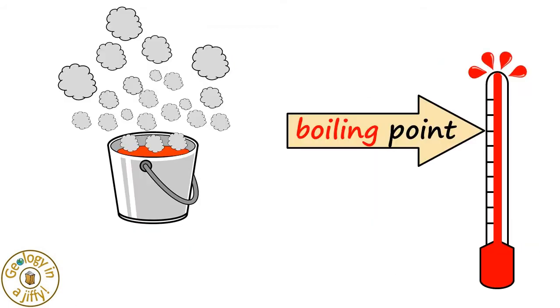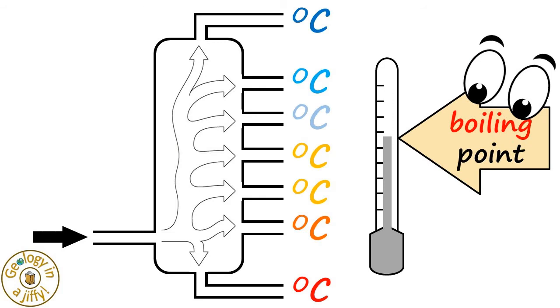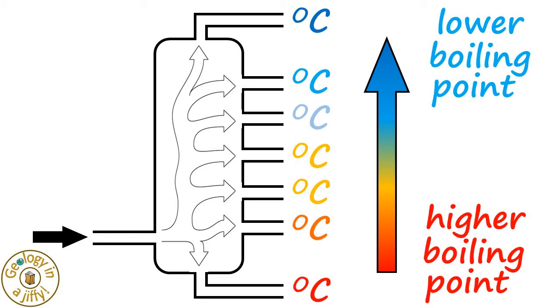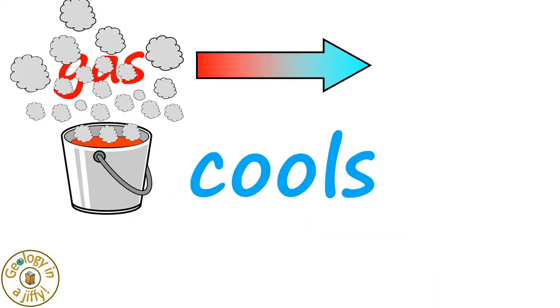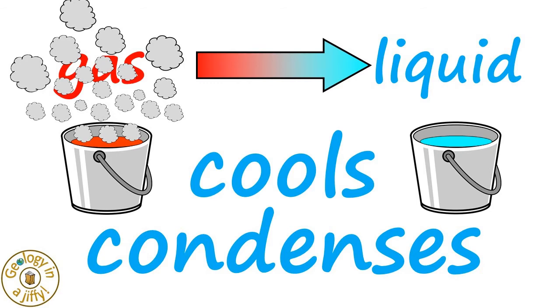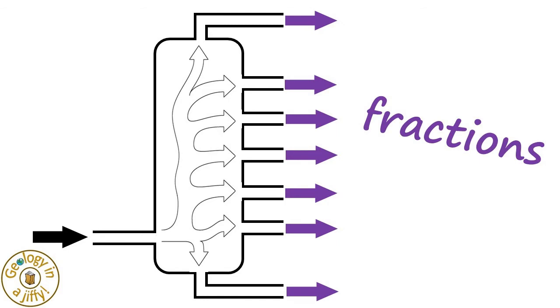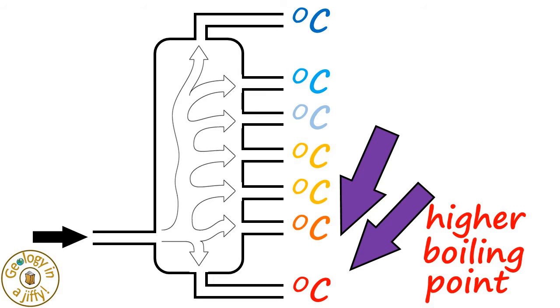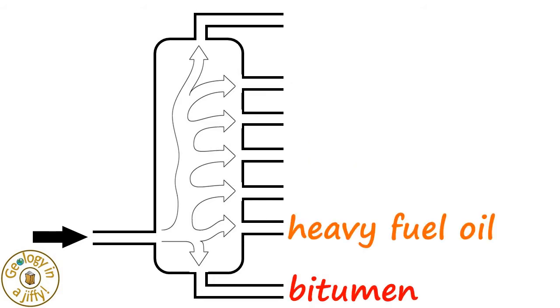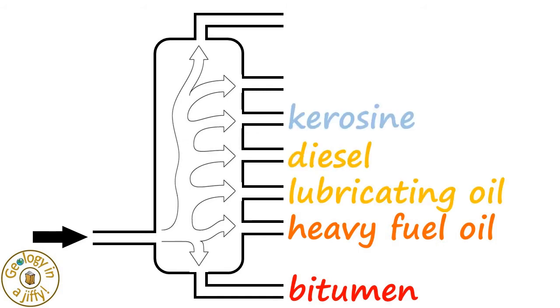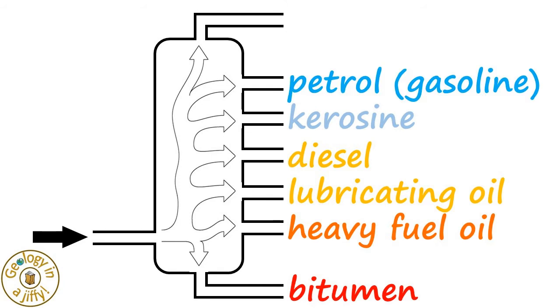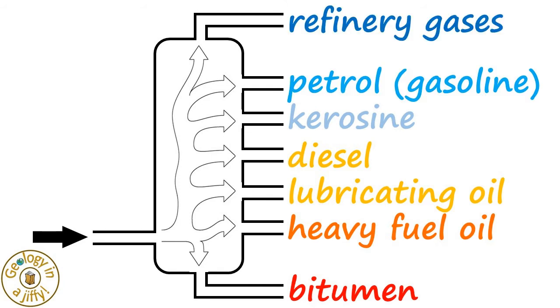Knowing that liquids boil and evaporate at specific boiling points, we can see that as the hot gases rise upwards inside the tower, the boiling points decrease upwards too. Knowing that when a gas cools, it condenses back to a liquid at a specific boiling point, we can therefore use this physical property to identify the fractions that are poured off as the gases cool, which from crude oil, starting at the base with the highest boiling point are bitumen, heavy fuel oil, lubricating oil, diesel, kerosene, petrol, known as gasoline, and finally, refinery gases.